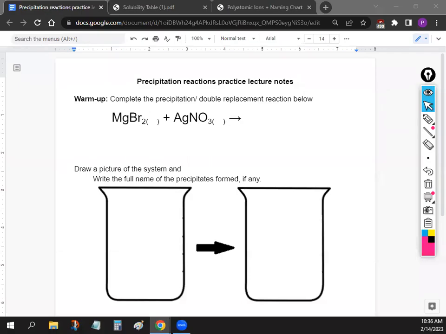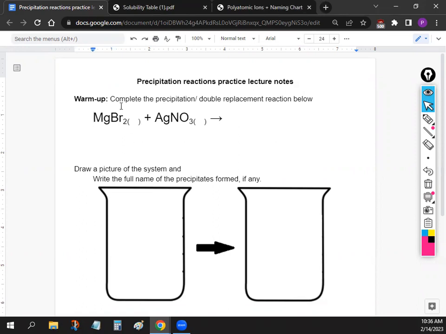Okay, so this is what we did last time. We talked about precipitation or double replacement reactions. Let me just go through it very briefly to make sure we're all on the same page. The first thing we want to do to figure out what chemicals we make is start off by figuring out what ions make up these chemicals.